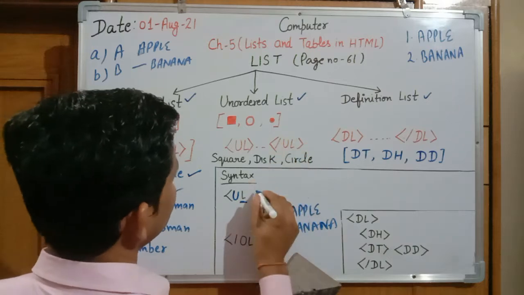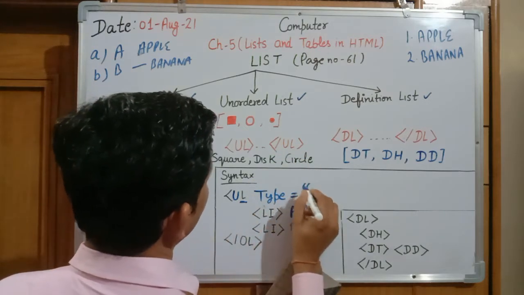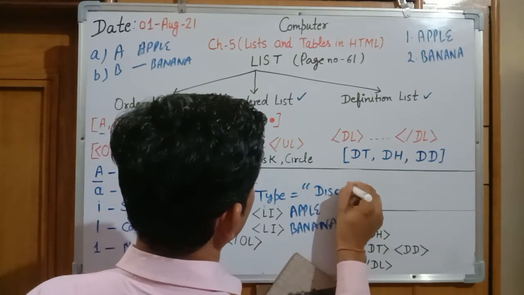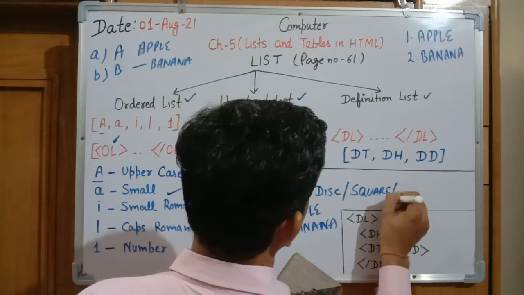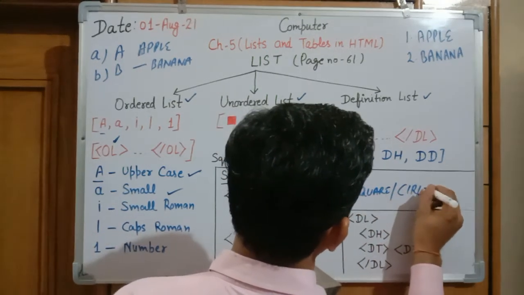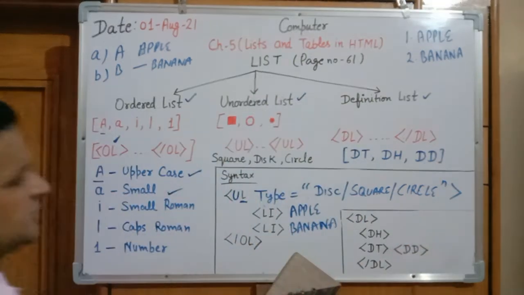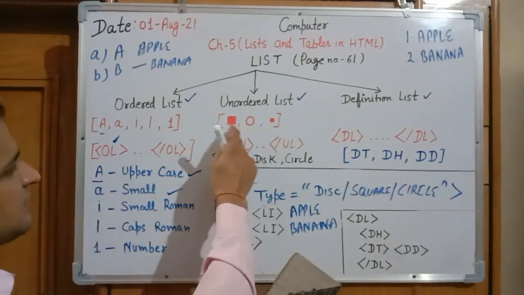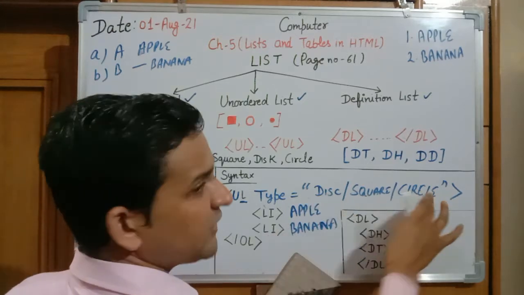In UL we can write UL type, and in type value can be either disc, either square, or circle. This is the type of unordered list, and we need not write start, because there is no start position 1 2 3 4. That's why I am giving type only, any one value I take from this.